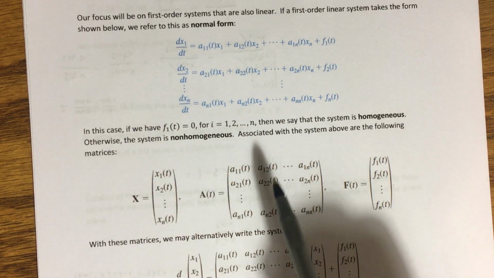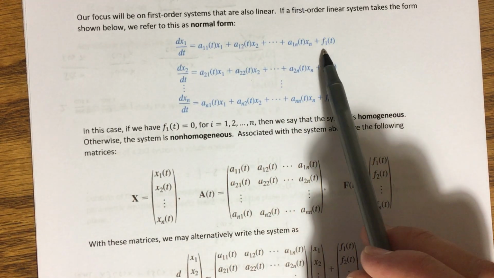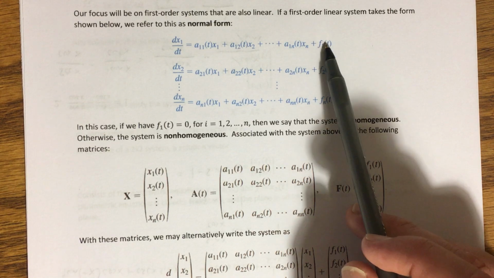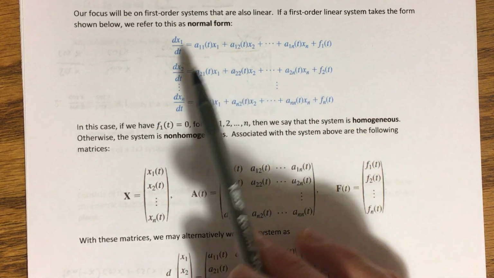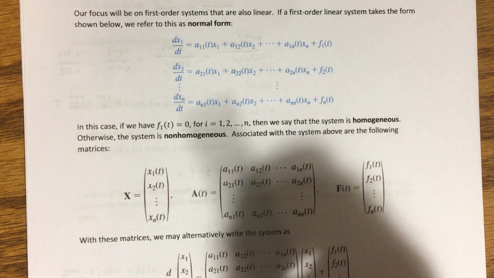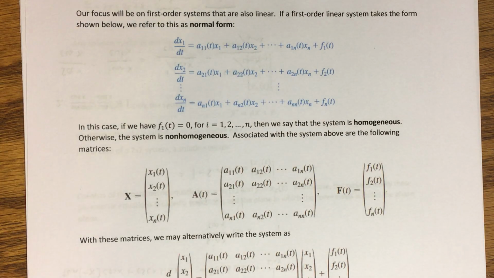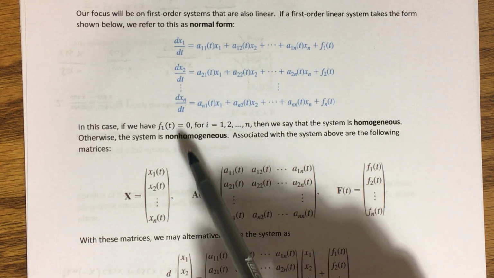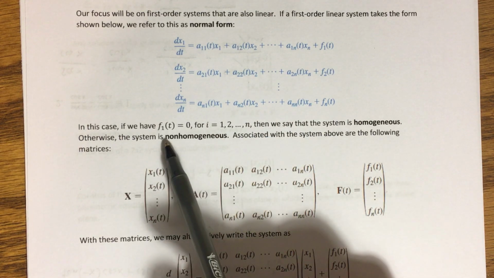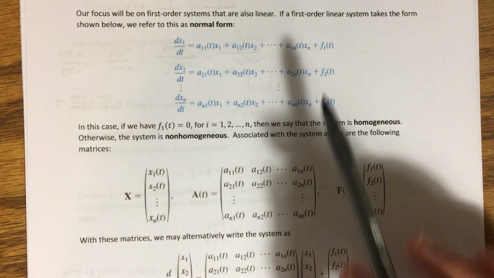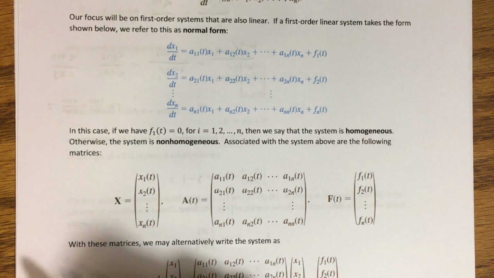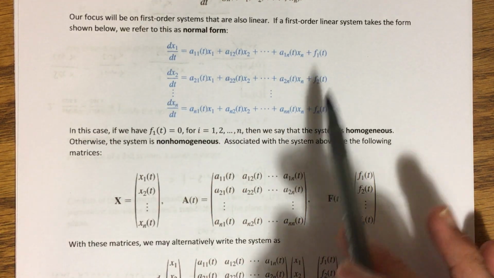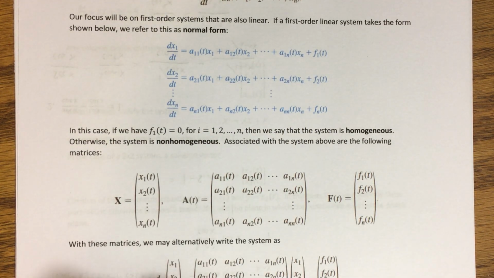So, now, in the event that all of these f1 of t, f2 of t, all of these f of t functions that are appearing here are equal to 0, then we will say that the system is homogeneous. Notice the connection to homogeneous equations that we talked about in chapter 4. If that's not the case, then the system is going to be non-homogeneous. Now, notice in order for the system to be non-homogeneous, all it takes is one of these functions to be non-zero. It's possible that all the others are 0, but as long as at least one of these f's is non-zero, then we have a non-homogeneous system.